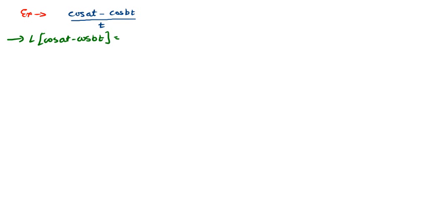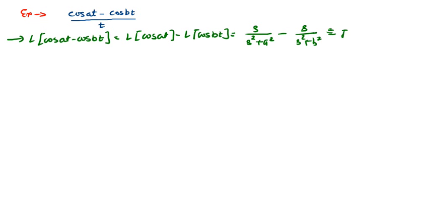Okay, so by linearity this will be Laplace of cos at minus Laplace of cos bt. Laplace of cos at is nothing but s upon s square plus a square, and Laplace of cos bt is nothing but s upon s square plus b square, and this is nothing but our f of s. Now what you will do? You will divide this f of t. What is f of t? F of t is cos at minus cos bt. So divided by t. So this will be L of cos at minus cos bt, and divide it by t.